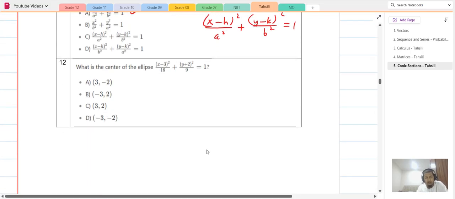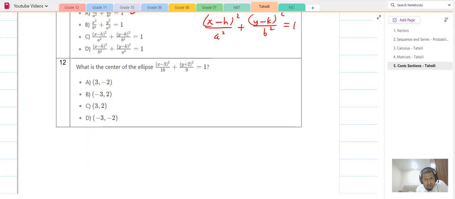What is the center of the ellipse? Very simple. For the center of the ellipse, take the opposite sign here, x value first, y value second. So the center is just (3, negative 2).